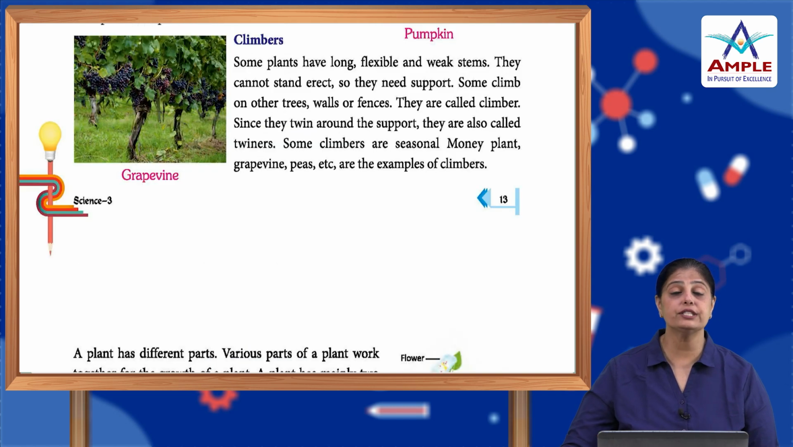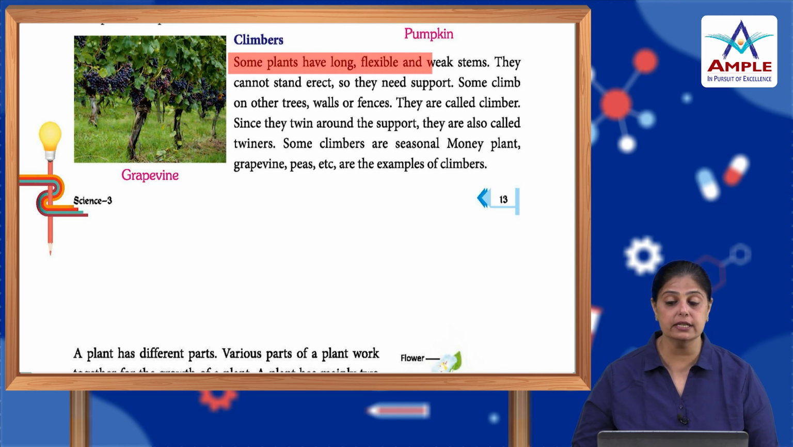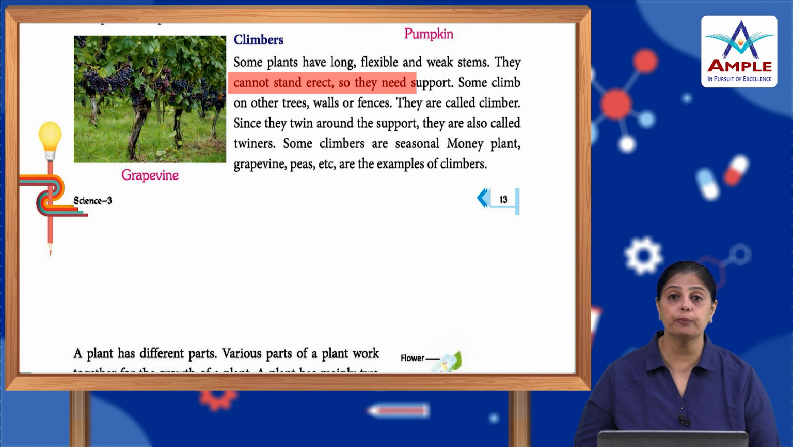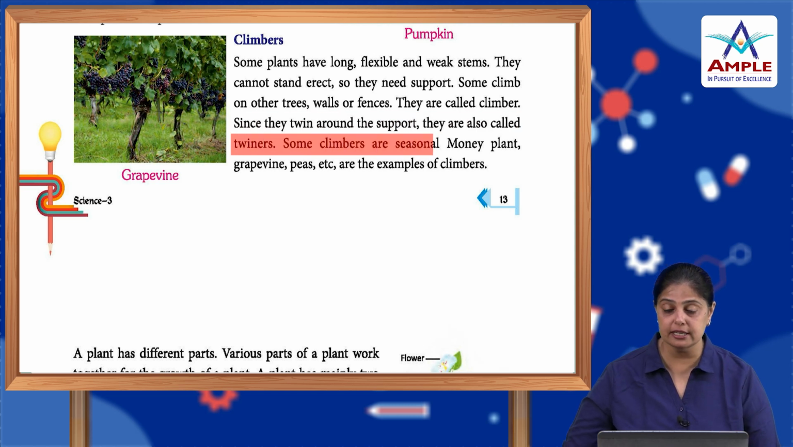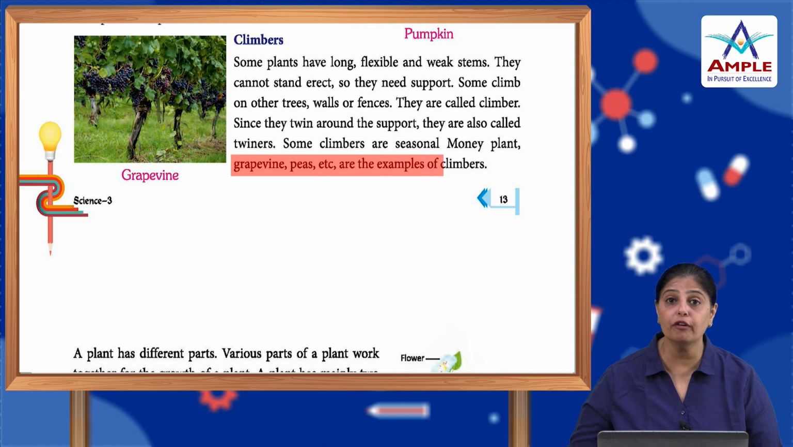All right. Now let's talk about climbers. Some plants have long, flexible and weak stems. They cannot stand erect, so they need support, okay. Some climb on other trees, walls or fences. They are called climbers. Since they twine around the support, they are also called twiners, okay. So some climbers are seasonal. Money plant, grapevine, peas, etc. are the examples of climbers.